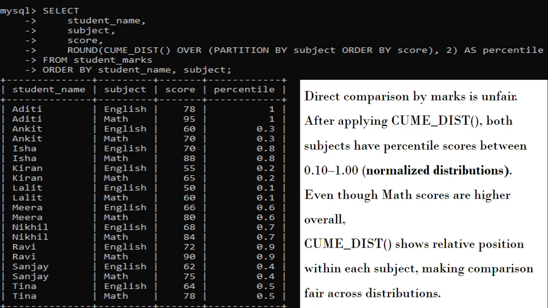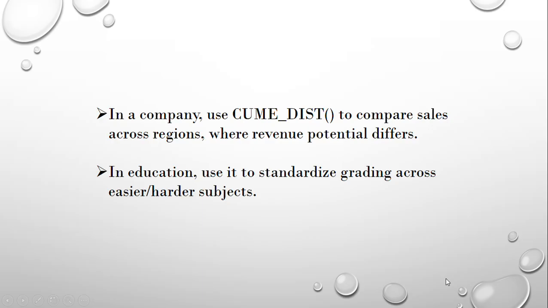In the same way, if we have two subject scores like English and Maths. Maths is a more scoring subject, whereas English is not that scoring as it's a language subject. But when we want to compare the performance, direct comparison by marks is unfair. After applying cumulative distribution, both subjects have percentile scores between 0.1 and 1. Even though math scores are higher, cumulative distribution shows the relative position within each subject, making comparison fair across distributions.